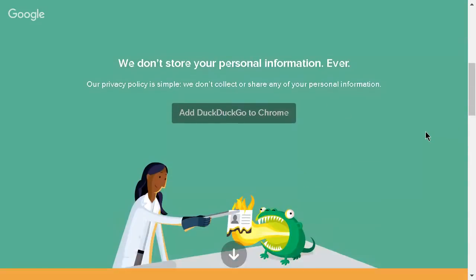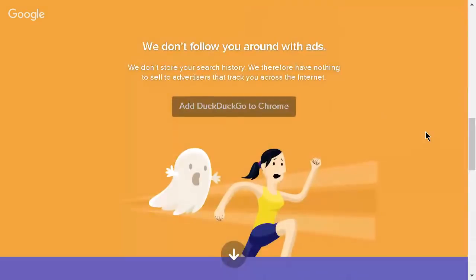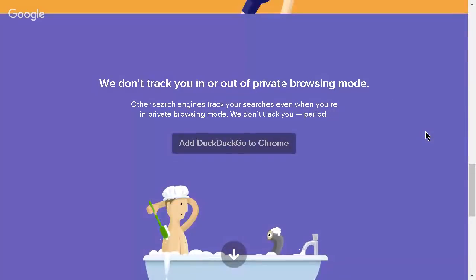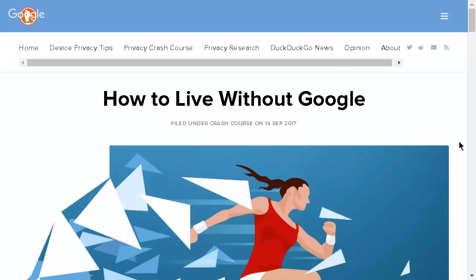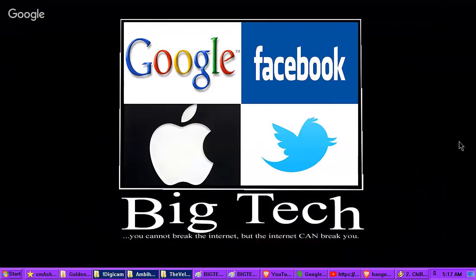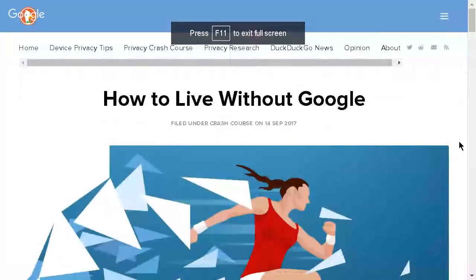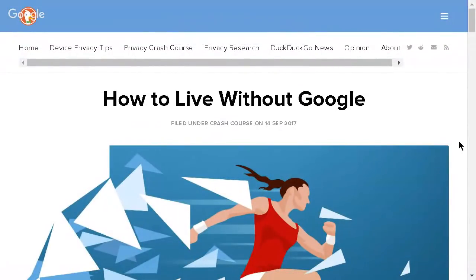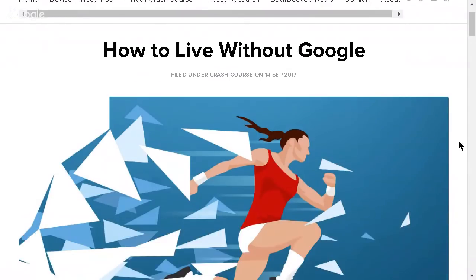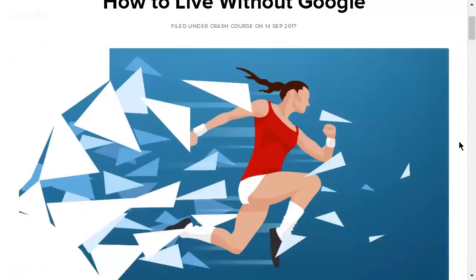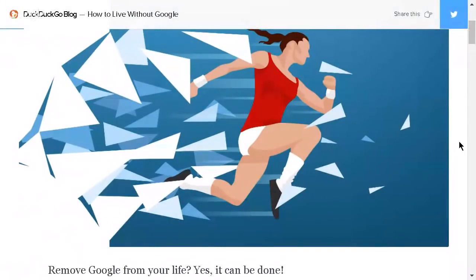DuckDuckGo won't track you. It won't store your personal information. It won't follow you around with ads, and it won't track you even out of private browsing mode. Let's talk about ways to get Google out of your life. I know it's difficult. If you own an Android device, it's impossible because Google owns the Android operating system also. So as Google does more than any other company in the world to try to break the internet, a lot of smart people are figuring out how to prevent them.